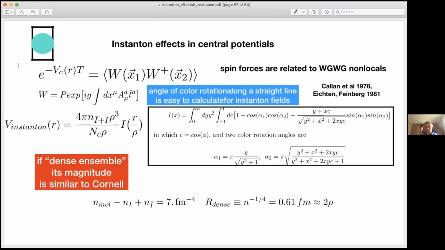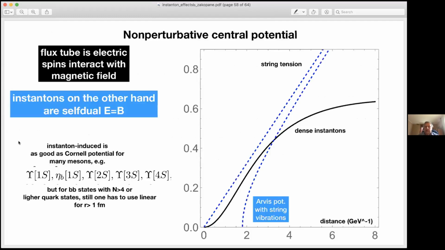Now, I'm cheating right away, I show it for this dense ensemble, which multiplies the original instanton liquid by a factor of 7. So this is the result. This is the potential. And we compare this potential with the canonical string tension, the linear potential. This is this line. And you see that in this interval of distances, they are the same. This is 7; we can do 7.5 probably to make it completely the same. So on this basis, we are saying, perhaps instantons are responsible for this part of the linear potential.